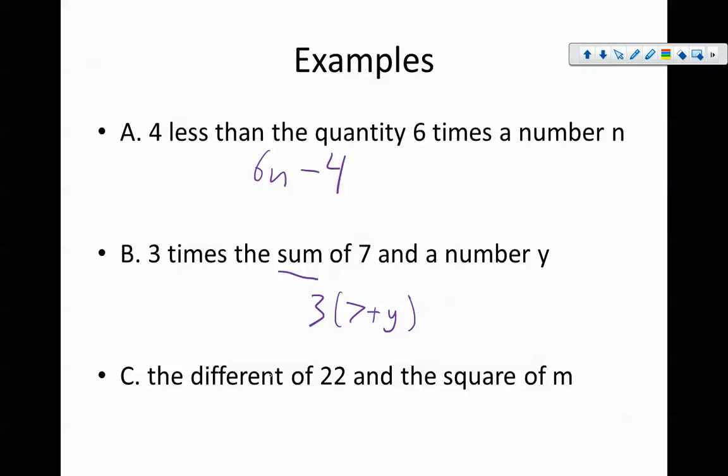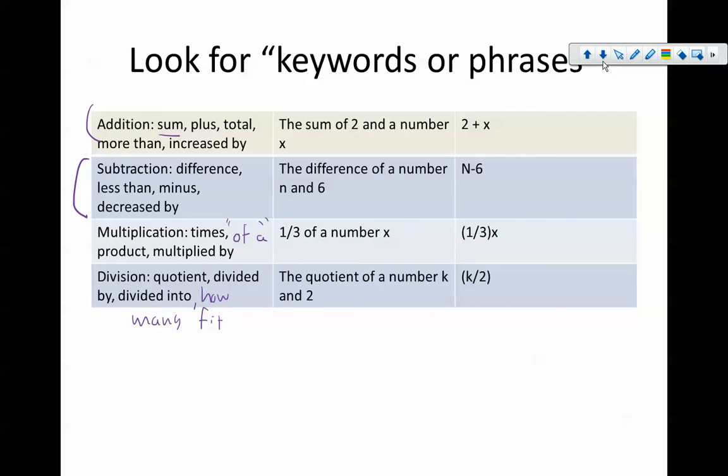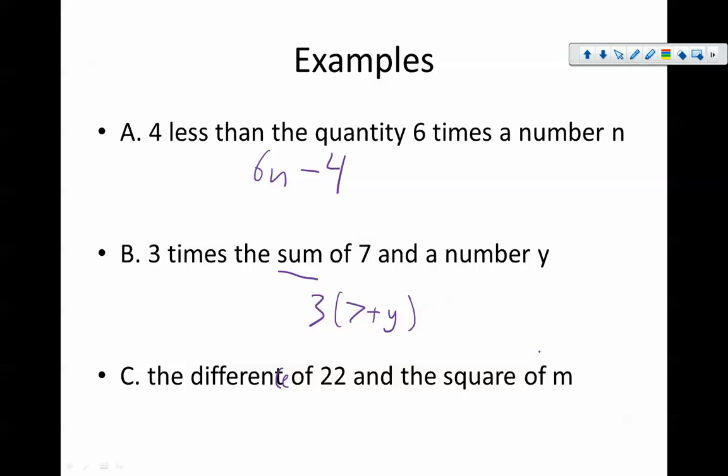And then finally, the difference. The difference of 22 and the square of m. Now, the square is not one that we've covered up here, but what operation are we talking about if it's talking about a square? And that would be the exponent. So the difference of 22 and the square of m would be 22 minus m squared.